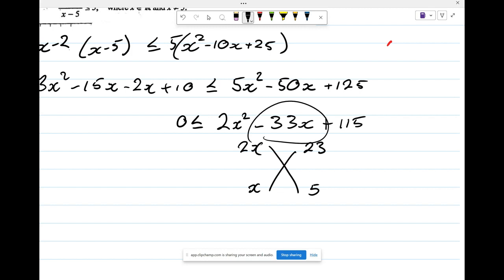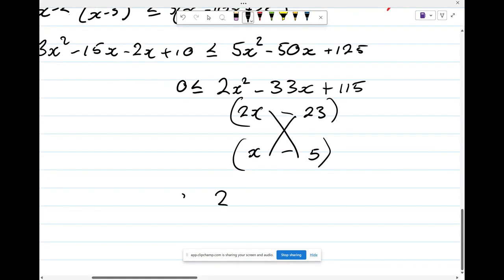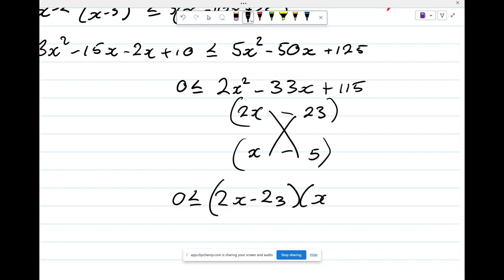And how are we going to get to minus 33 in the middle? Well, if we do 2 times 5, it's going to be 10, and then we just minus that off the 23. So minus, and it's perfect. So 2x minus 23 and x minus 5 are going to be our factors. 2x minus 23 and x minus 5 are our factors.